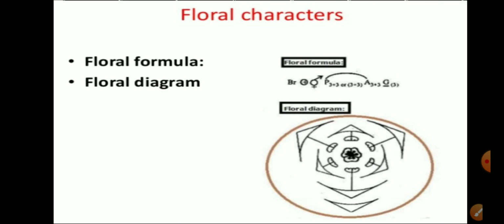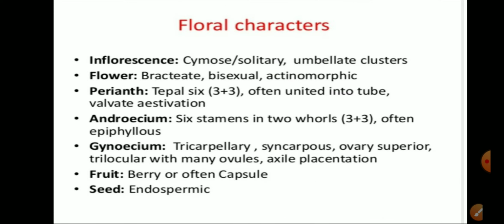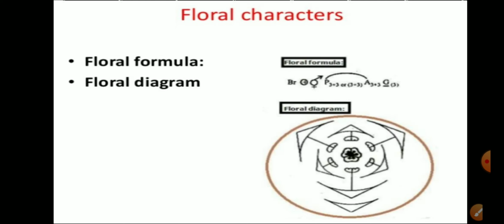Androecium. Androecium bears 6 stamens in the whorl of 3 plus 3. That means 3 stamens on one side and 3 on the other, and they are in epiphyllous condition. And tricarpellary gynoecium, syncarpous, that is superior kind of ovary, trilocular with many ovules. Axile placentation is there. Fruit is berry or often capsule type of fruit, and seed is endospermic seed.